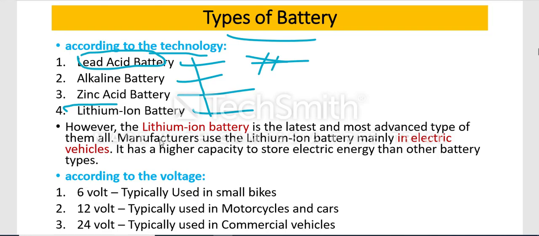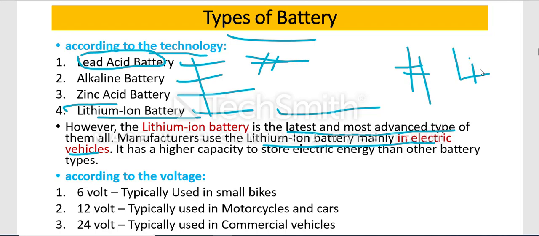Okay, then fourth one here, lithium ion battery. This is a very modern type of battery. Lithium ion battery is the latest and most advanced type of battery. Okay, manufacturers use lithium ion battery mainly in electric cars or vehicles. Okay, in electric car or electric vehicle, lithium ion battery is used.